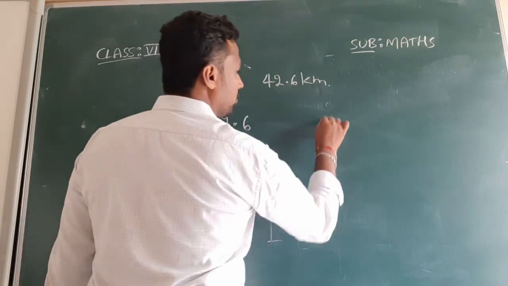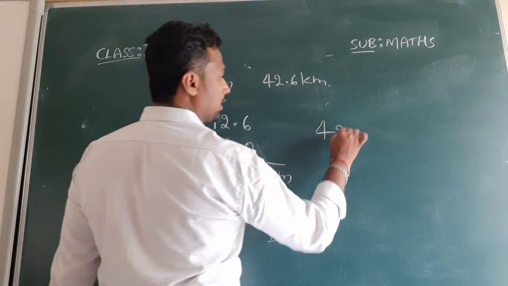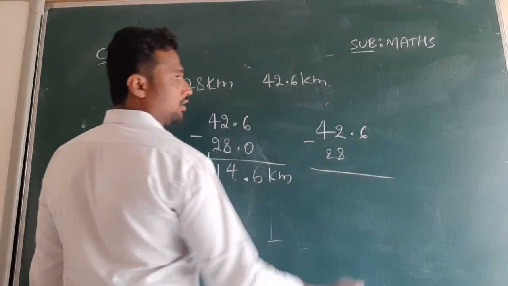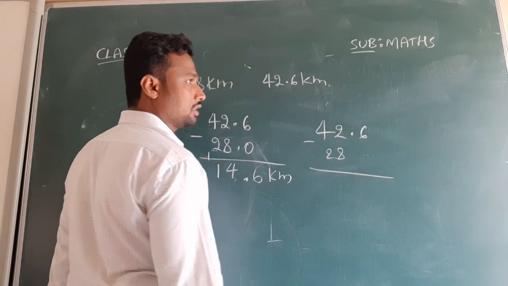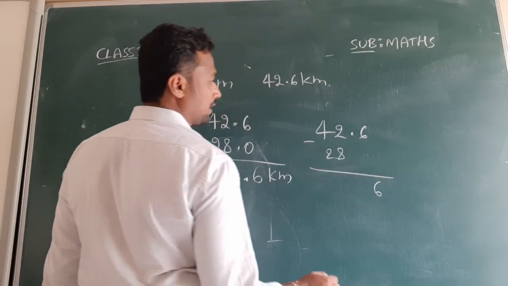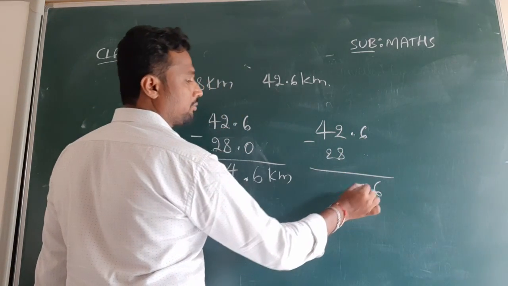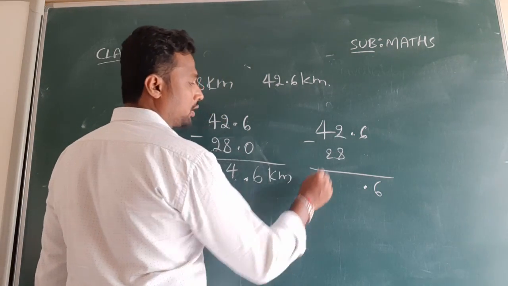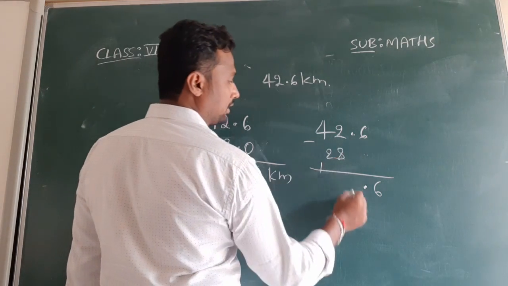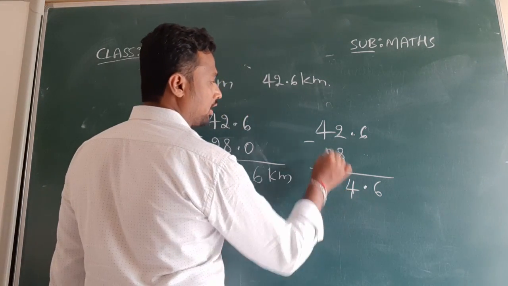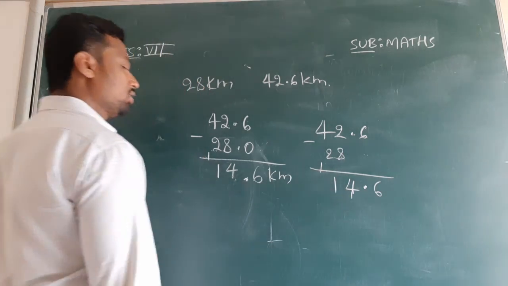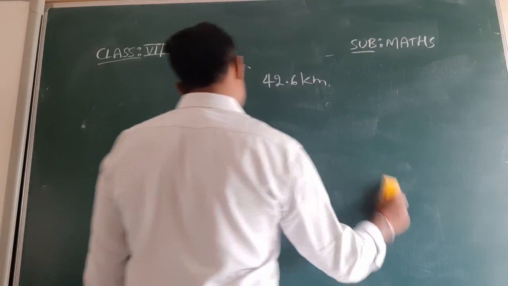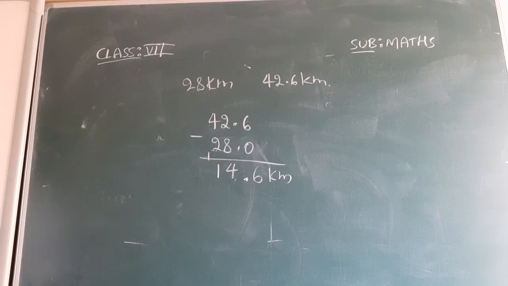You can see here, without considering this 0.0 also I will calculate here. 42.6 minus 28. Here 6 and below this 6 we don't have any value. So consider 6 as it is only, and before this 6 we have decimal point. Consider decimal point, and here 2 minus 8 is not possible. Consider one carry. So 12 minus 8 means what you will get? 4, and here 4 minus 3, 1. So here also we got 14.6 only. Okay. So the answer is 14.6 kilometers.